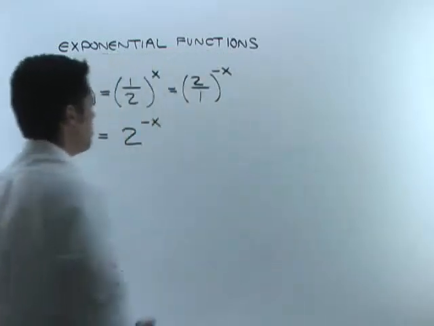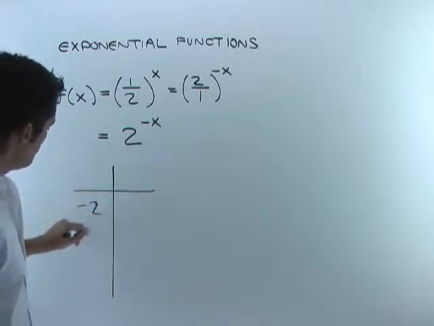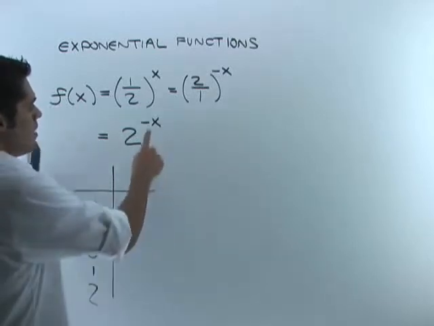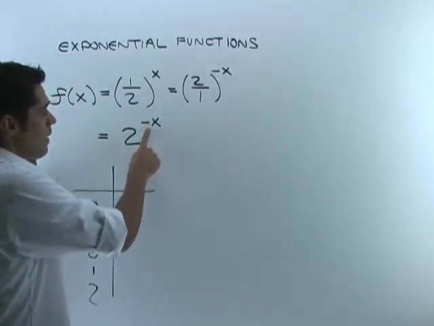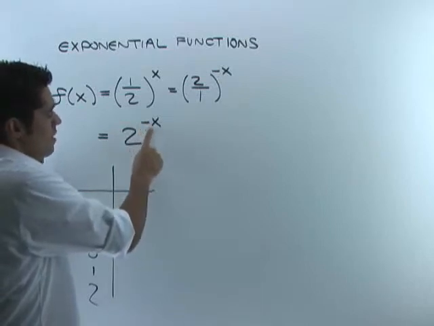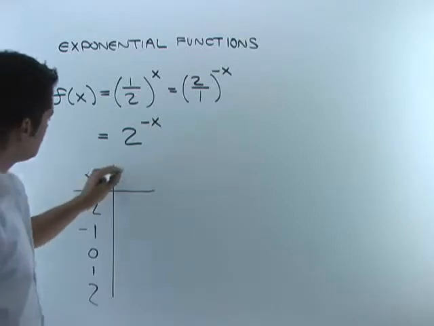Now, there's several ways you can do this. You can do a table and put in some values like -2, -1, 0, 1, and 2. Or you can just use the fact that we did transformations and reflections, and anytime you put a negative in front of the x, that's going to give you a reflection over the y-axis. I'm actually going to plug in the points though.